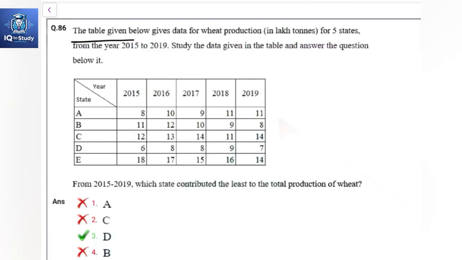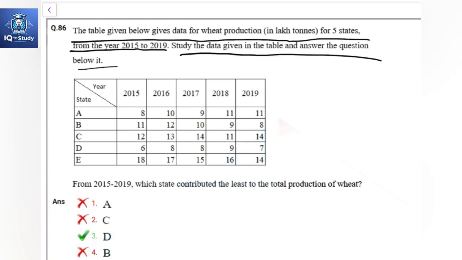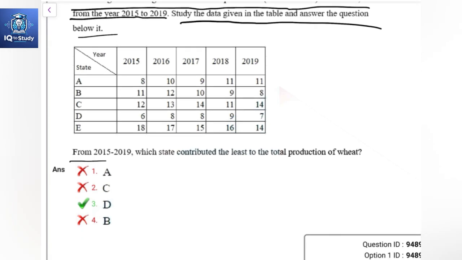The table given below gives data for wheat production in lakh tons for 5 states from the year 2015 to 19. Study the data given in the table and answer the below questions. From 2015 to 2019, which state contributed the least to the total production of wheat?